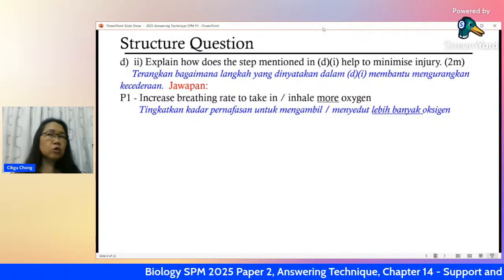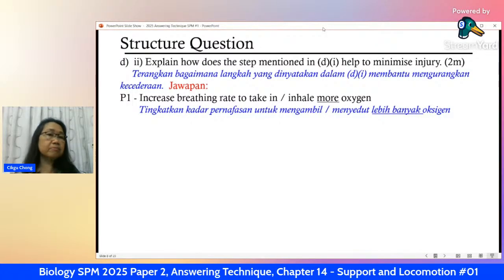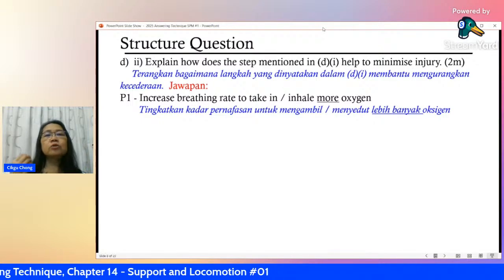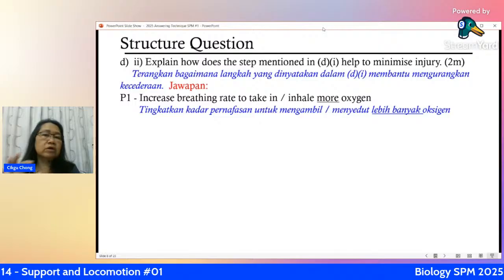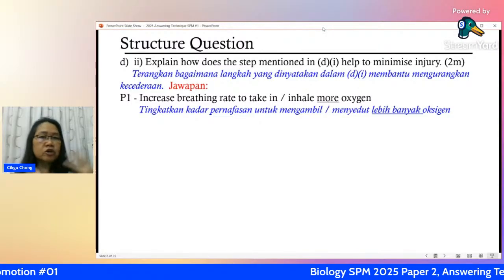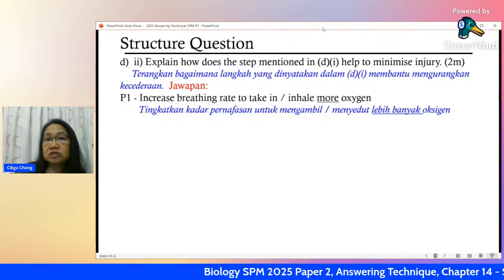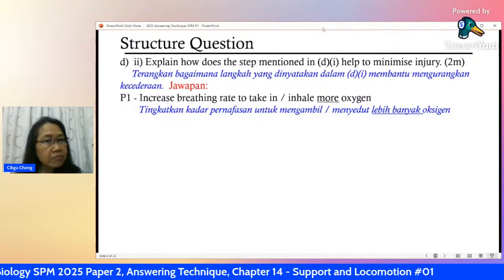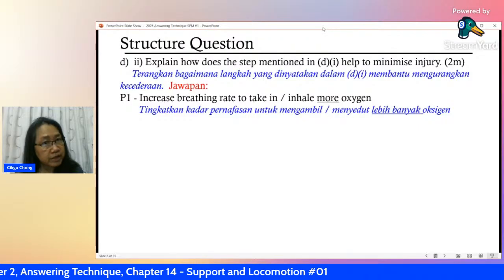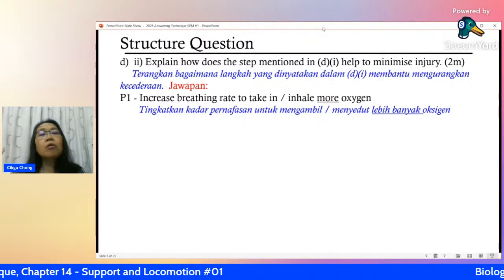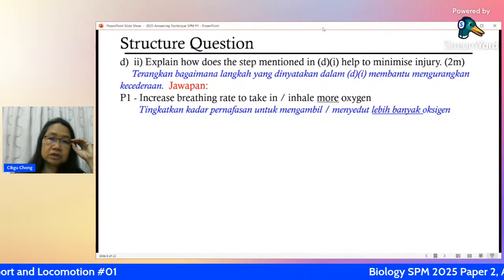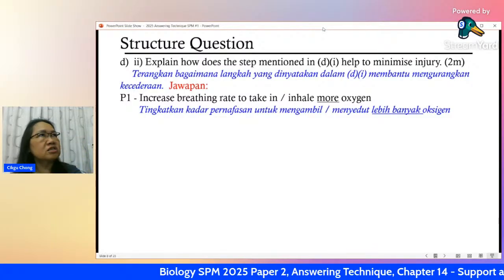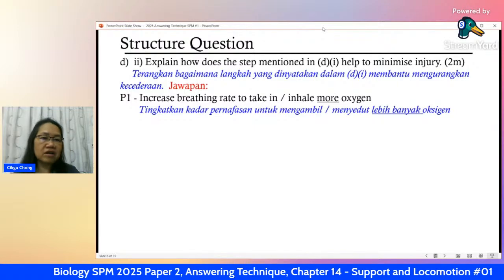When you do warming up, you're actually increasing the breathing rate. You start to warm up, you breathe a little bit faster, you inhale more oxygen. So the word more is important, because if you don't do warming up exercises, you still inhale oxygen. It's not wrong. But when you do warming up, you increase the breathing rate, therefore you take in more oxygen. You have to put more. If you don't put more, it means that only when you warm up, you take oxygen, and when you don't warm up, you don't take oxygen. That's wrong.